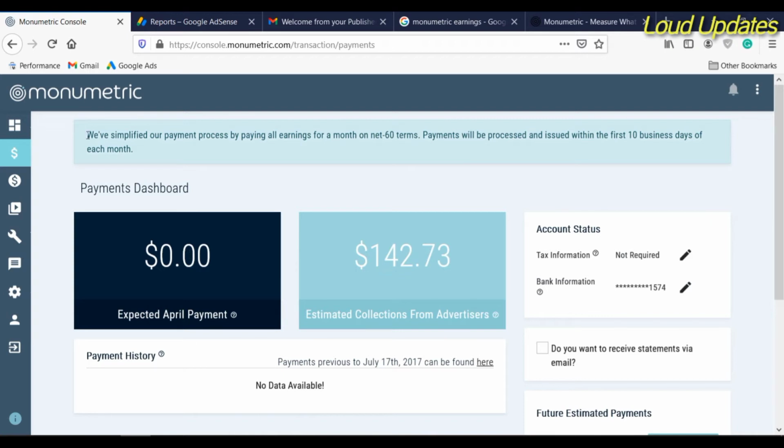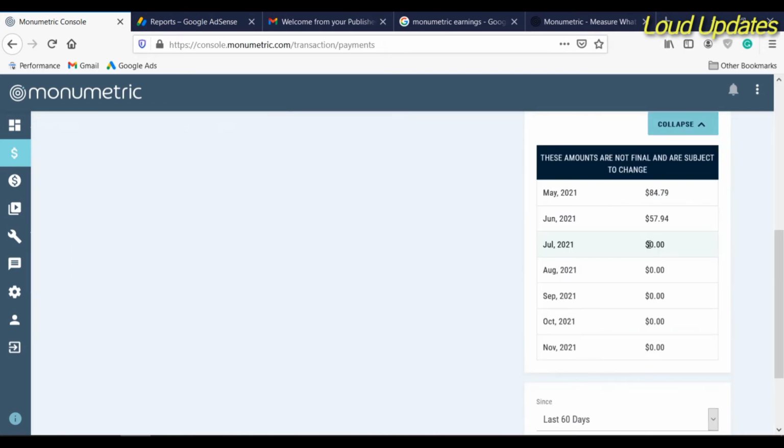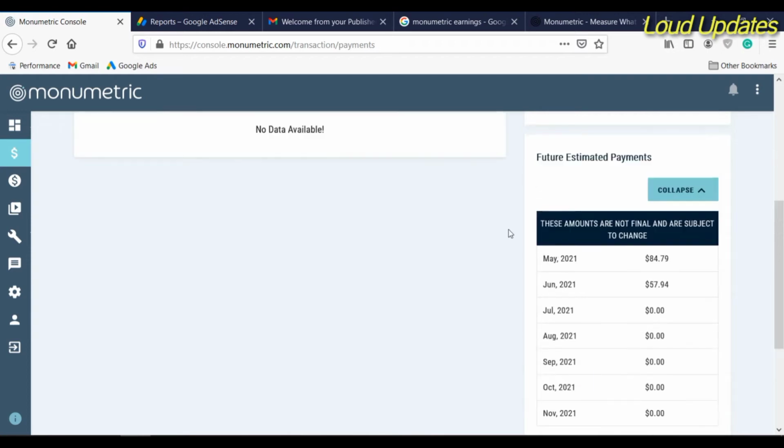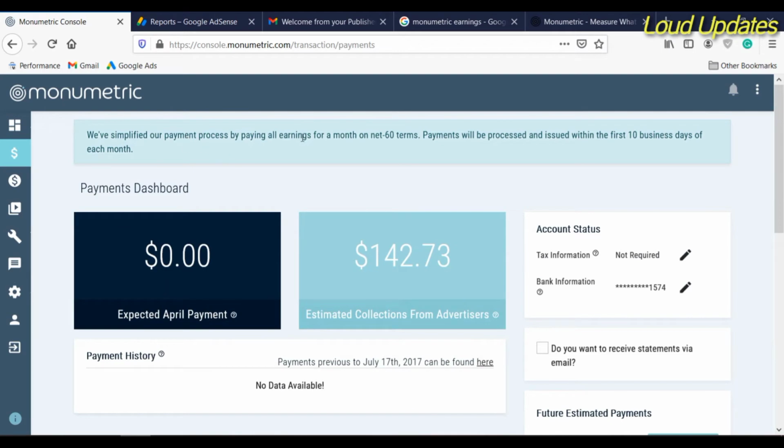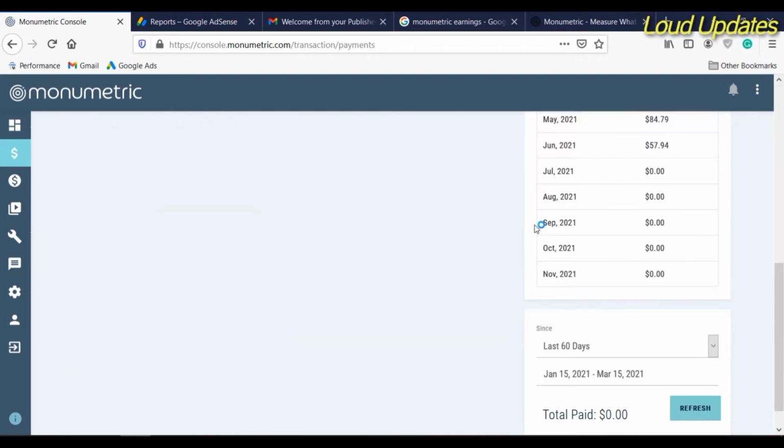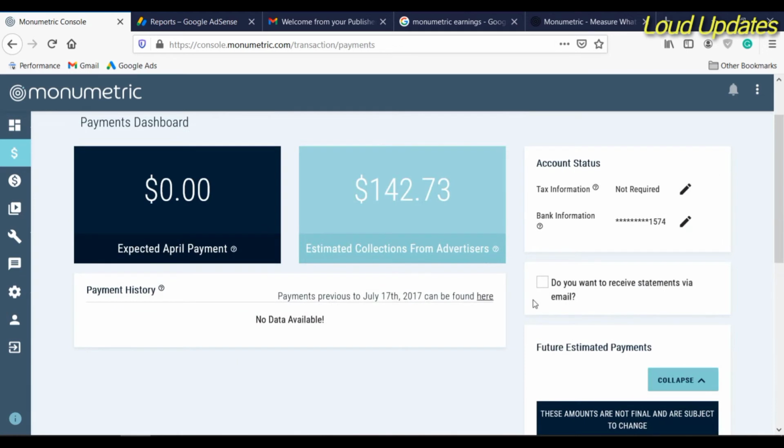and my total earning is $142. How do they pay? They have 60-day terms. For example, you earn in January and they pay you the January payment in March. I earned this money in February, and they give me the money in April. I earned $84 in February, and they give me my March earning in May and June.